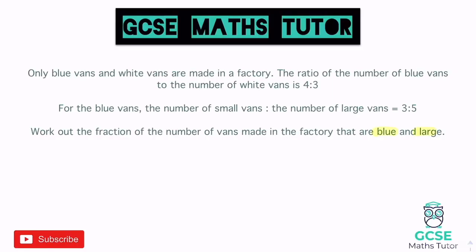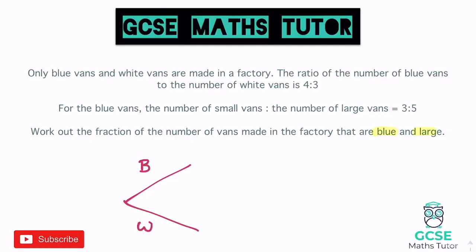Now, as this sort of question develops and gets a little bit harder, there's a specific approach that I'm going to take when I'm looking at these. And that is I'm going to structure this in the same way that you would structure a probability tree, and look at this as more along the lines of work out the probability of picking a van that's blue and large out of all of the vans in the factory. And the way that I'm going to draw this then is I'm going to draw a bit of a probability tree. So I'm going to start by saying blue to white.